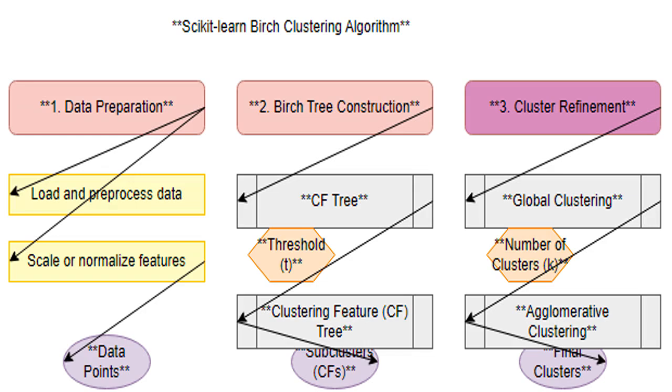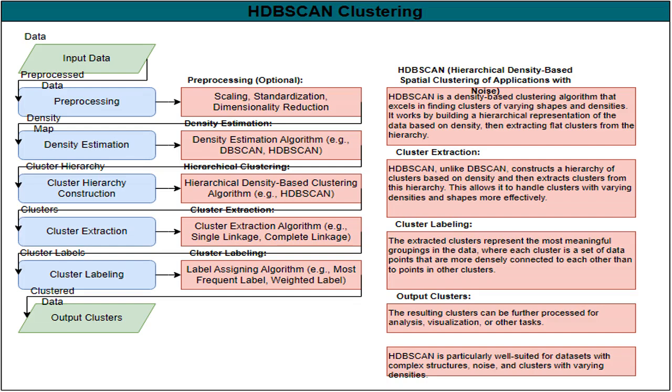Number of clusters k. The overall system focuses on performing HDBSCAN clustering on input data. Input data. Raw data to be clustered. Provides the starting point for the clustering process. Data. Preprocessing. Optional step to prepare the data for clustering. Scales, standardizes, and/or reduces dimensionality of the input data.